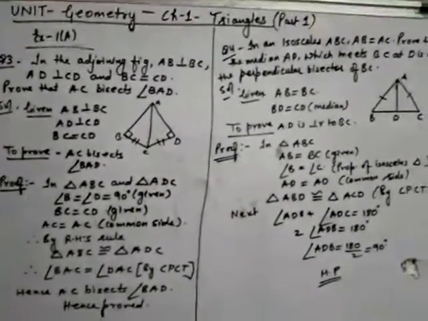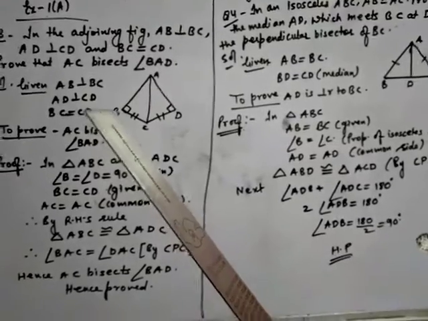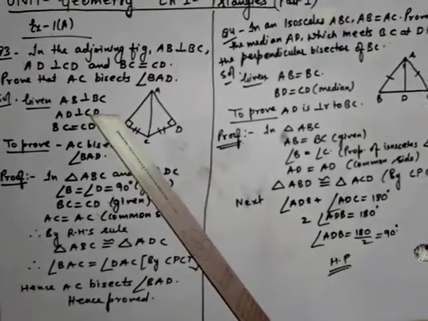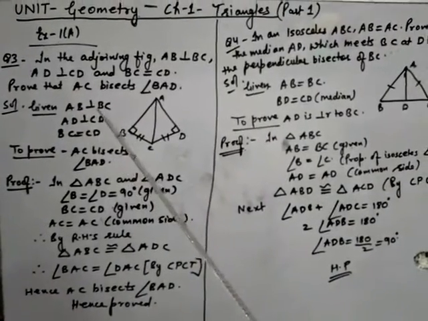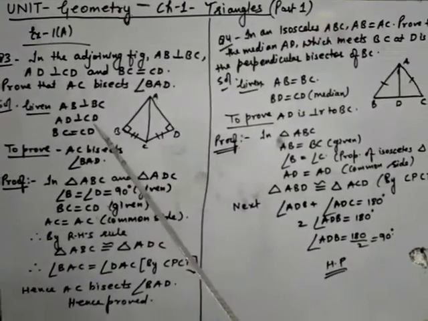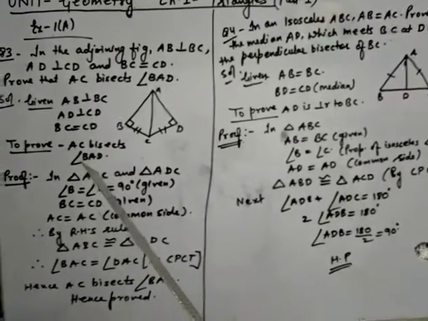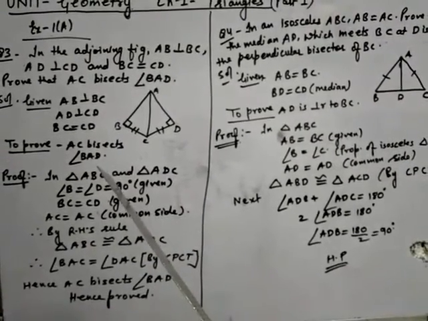Now, before solving the question, pay attention. Whenever we solve the geometry portion, first write down the given, which is given in the question. Given AB is perpendicular to BC. This is the symbol of perpendicular. AB is perpendicular to BC. AD is perpendicular to CD. BC equal to CD. This is given in the question. Next, to prove AC bisects angle BAD.